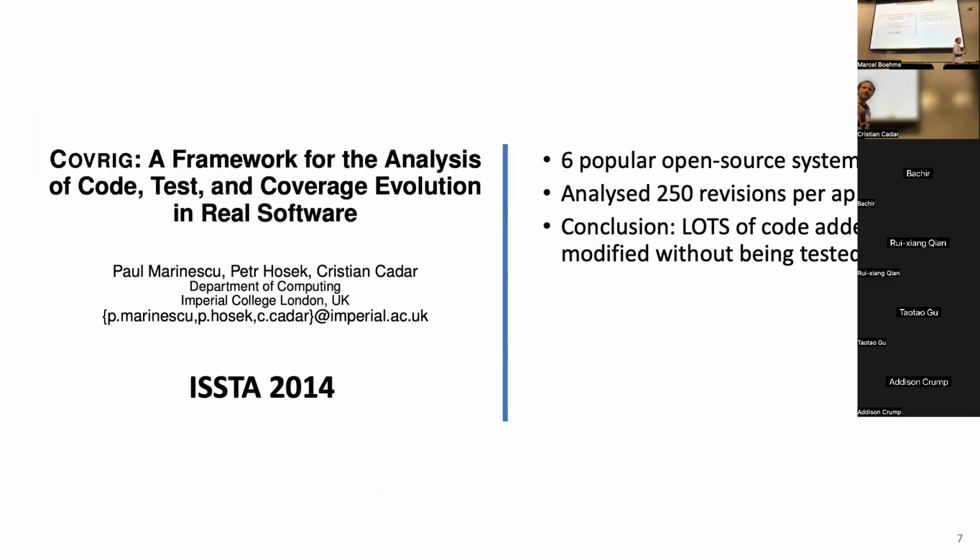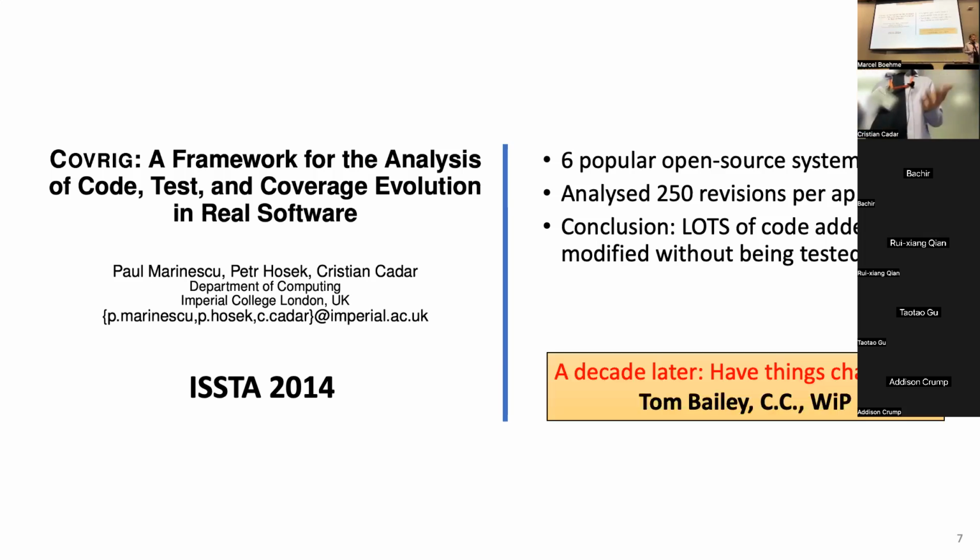So almost 10 years ago, in ISSTA 2014, we had this paper where we looked at the evolution of testing in 6 popular open source applications. And we analyzed 250 revisions per application. And the conclusion there was that actually a lot of code is added or modified without being tested. So almost a decade later, I thought it would be interesting to see if things have changed.